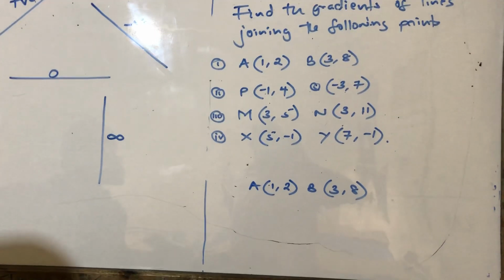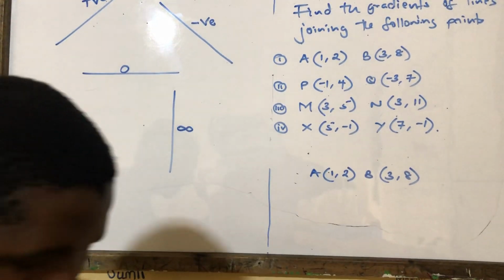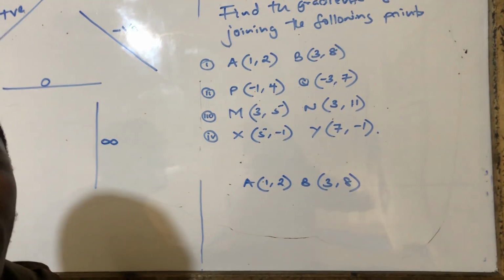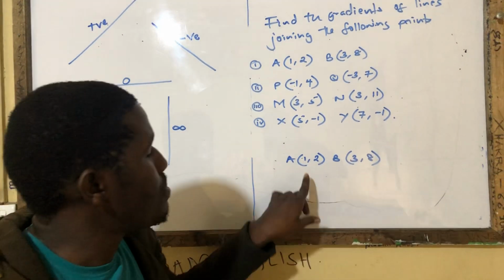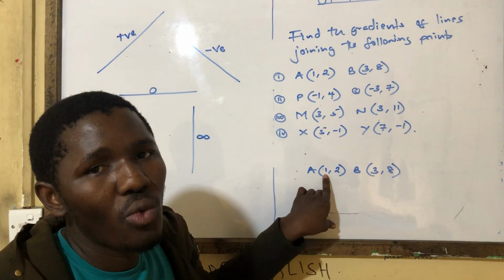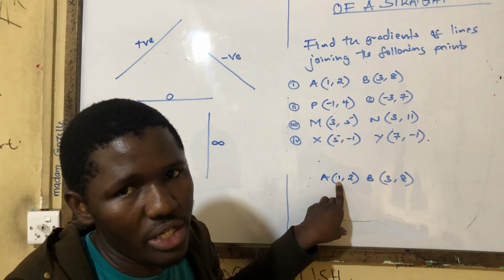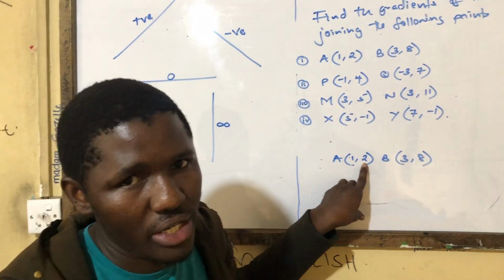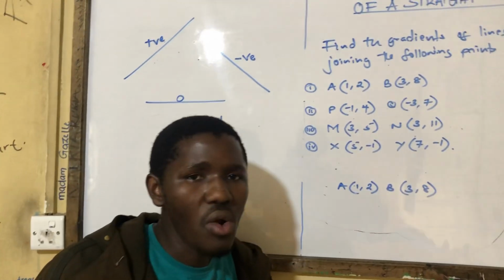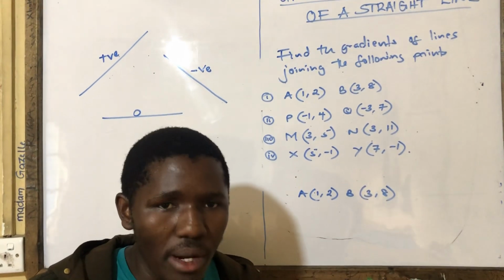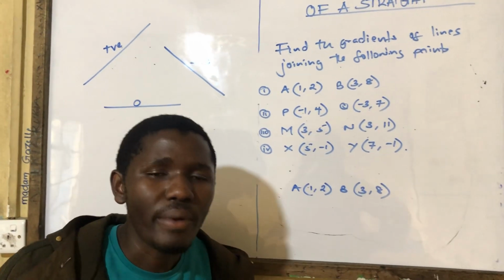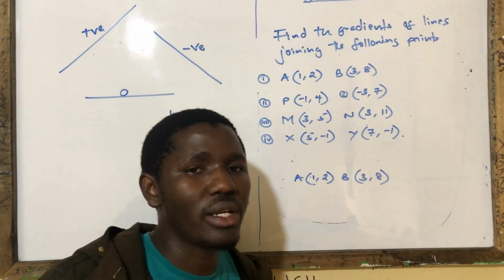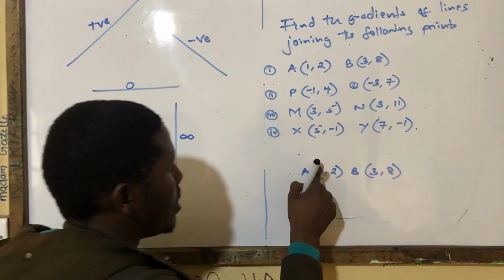How will you obtain the gradient of this line? We all know that in any coordinate, the first number will always represent the x-coordinate, and the second number represents the y-coordinate. I will strongly advise you to label them. Labeling will help you avoid careless mistakes in obtaining the gradient.